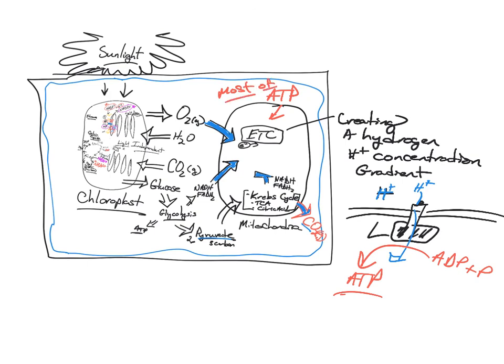In the cell, it is made in the mitochondria. Sure, you make a little bit of it here, you make a little bit of it here in the Calvin cycle, but the majority of the ATP is made by the electron transport chain in the mitochondria. A lot of it. And where did that energy start?